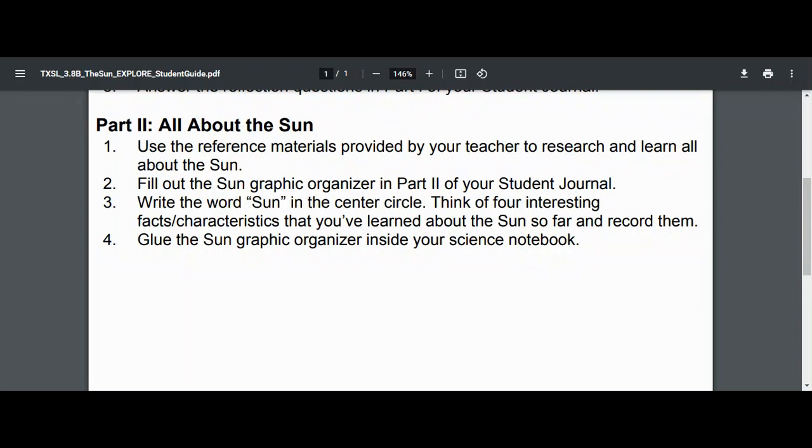You'll write the word sun in the center of the circle, and you'll think of 4 interesting facts or characteristics that you learned about the sun so far, and you'll write them down there. You'll glue the sun graphic organizer inside of your science notebook after your teacher checks it, and you're all done. Let me show you what that graphic organizer looks like.